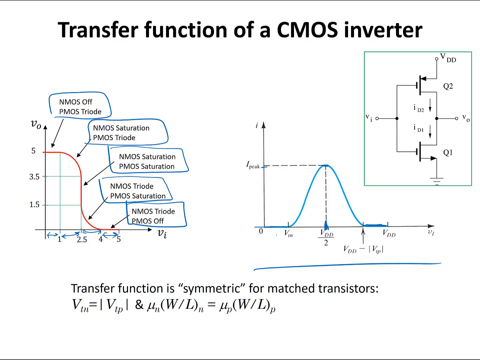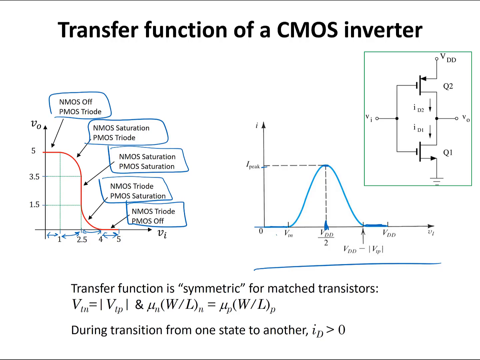So transfer function is also symmetric for matched transistors, and in stable state the current is equal to 0, but during the transition from one state to another state, or from one mode of operation to another mode of operation, ID is going to be a non-zero value. Please note that in this circuit there is nothing connected to the output of the CMOS transistors.